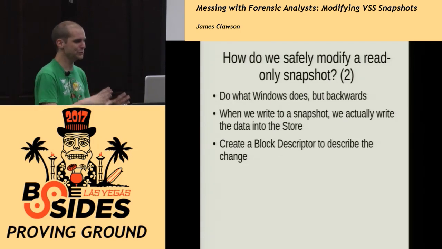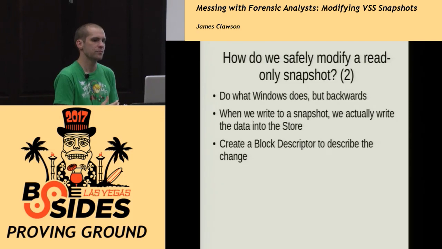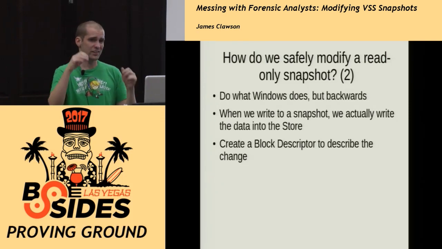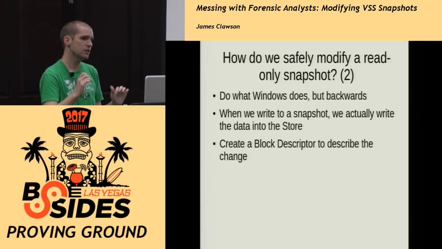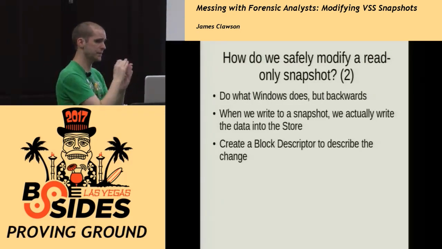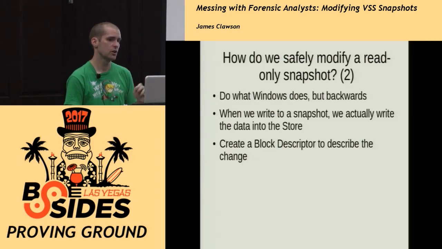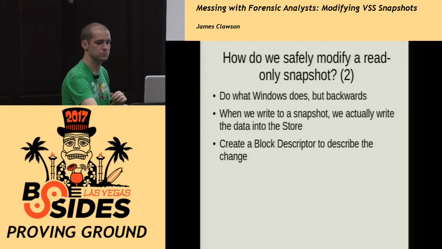Okay, so what we're really doing, though, is we're basically doing what Windows does, but we're doing it backwards. When we want to write data to a snapshot, instead of writing it to the disk and copying the old data, we just write our data directly into the snapshot itself. Then we create a block descriptor that says that the data in the snapshot used to be somewhere else. We're going to go ahead and take a look at this.